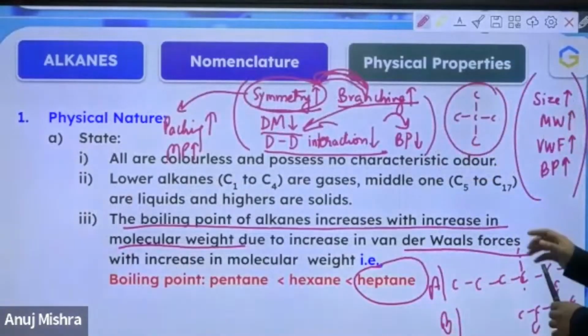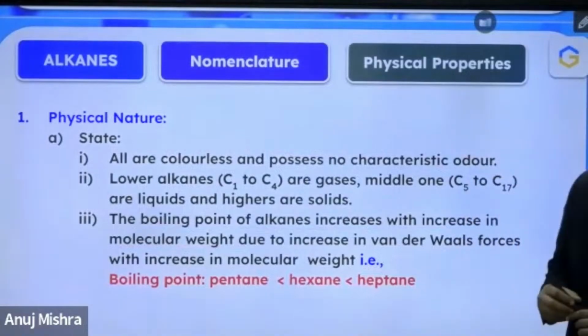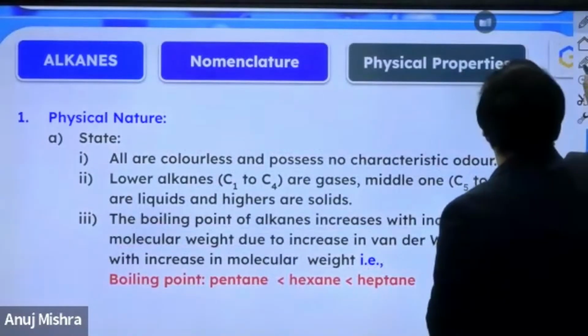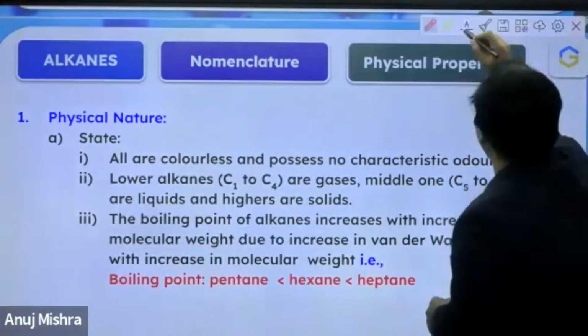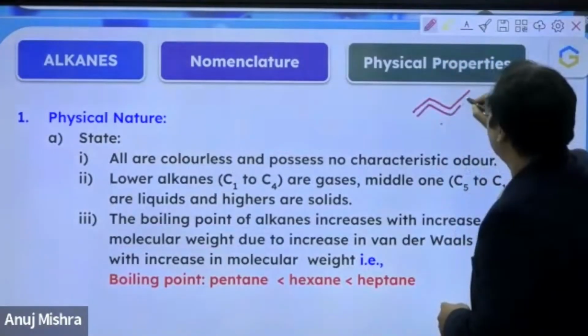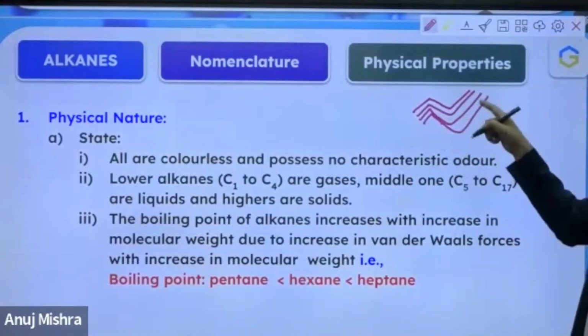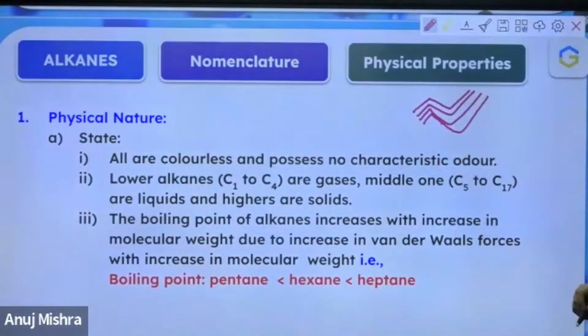Let's see. This part is clear. Now coming to melting point. Melting point is altogether different when you talk about it. Melting point is about packing, right? And packing कैसे होता है? Just see. So if you have, let's say, this kind of setup, 4 members. In whatever way you try to pack them, it will be easy, right?